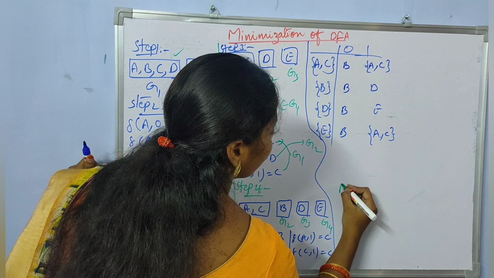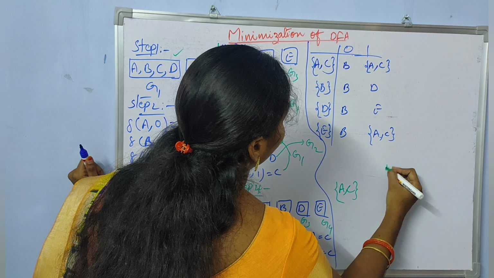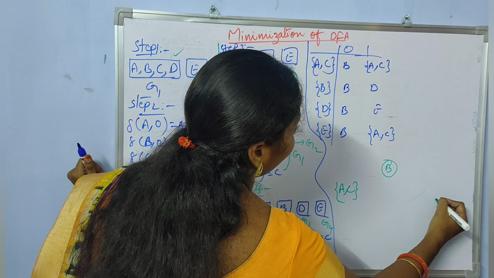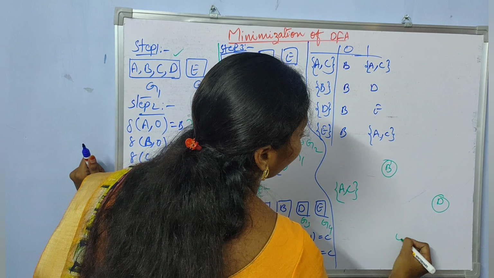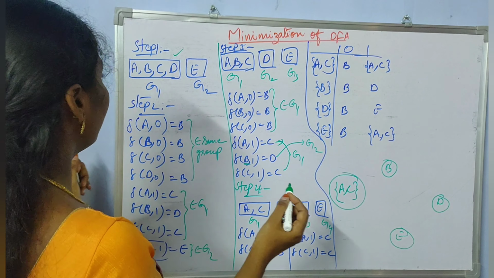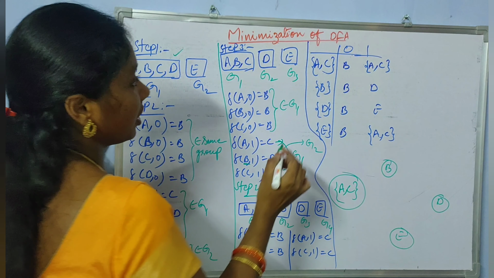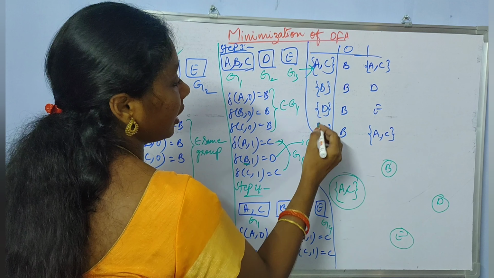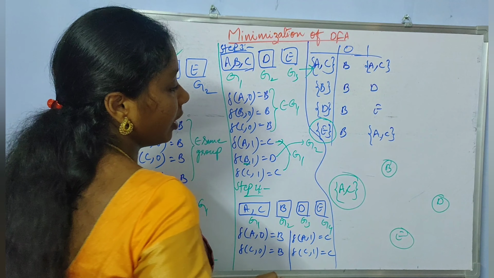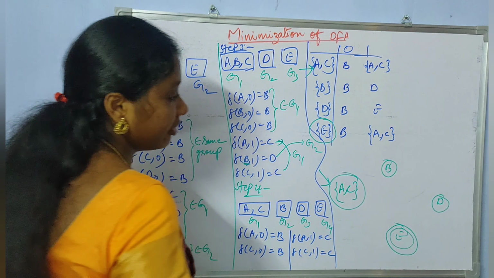So here I am having state A comma C and next having state B, state D, state E. And what is the initial state? So here from the given problem, my initial state is A. That's why I am making it the initial state, and my final state is E. That's why I am making it the final state. So this is my final state and this is my initial state.